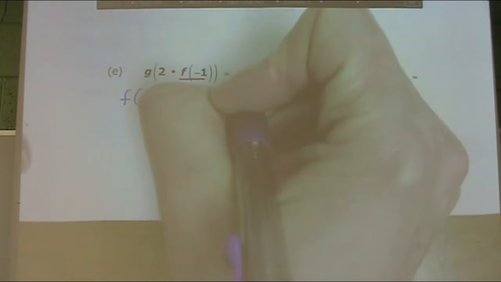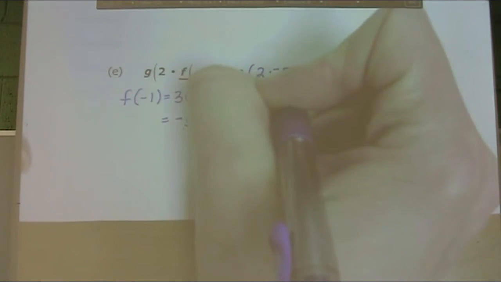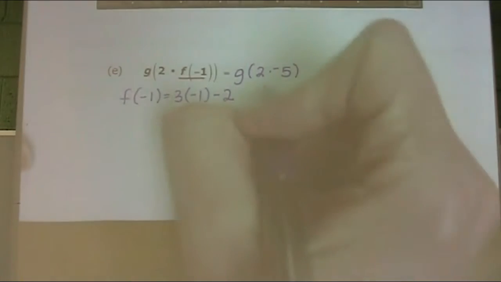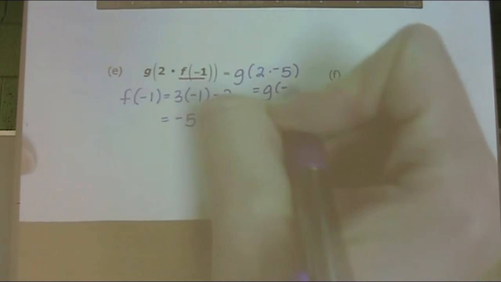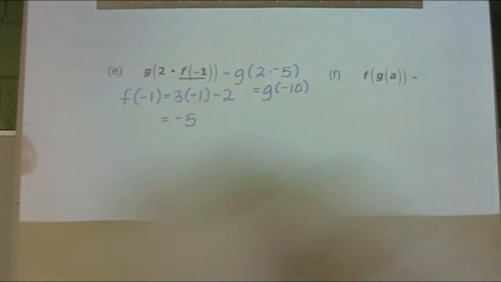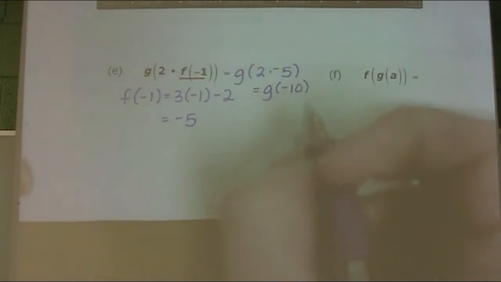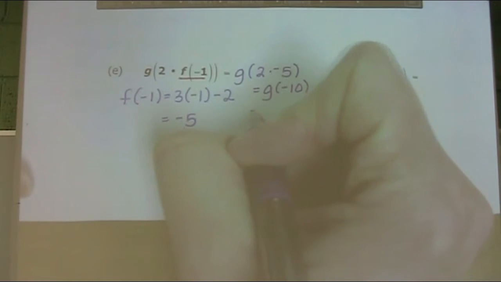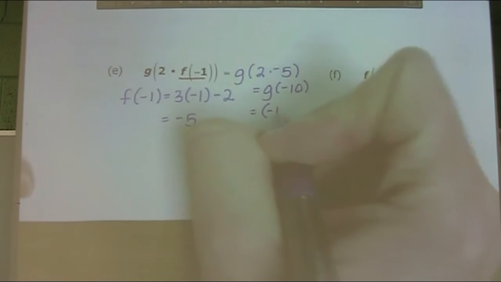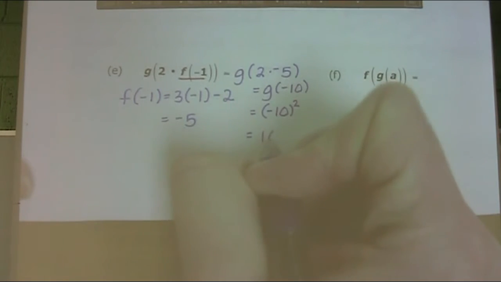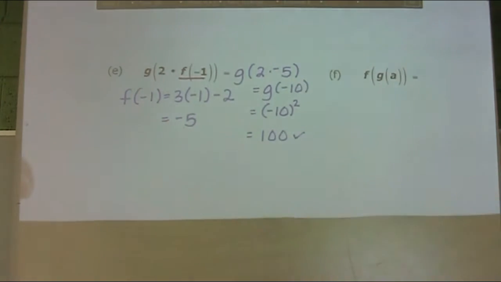So this is g of 2 times negative 5. 2 times negative 5 is negative 10. So this will equal g of negative 10. Let's put that into our function. Remember, our function is g of x equals x squared. So this equals negative 10 in parentheses squared, which equals positive 100.